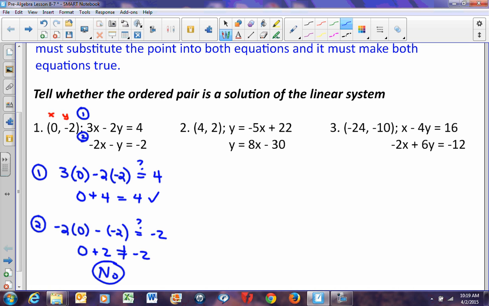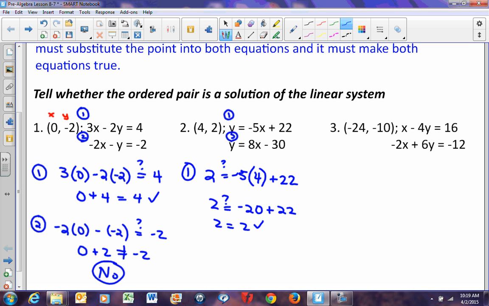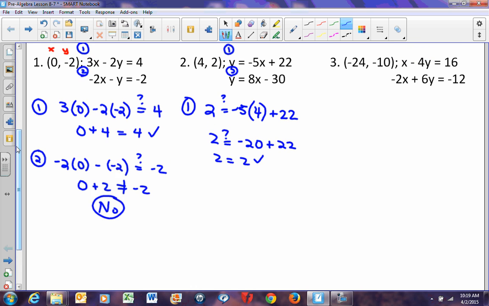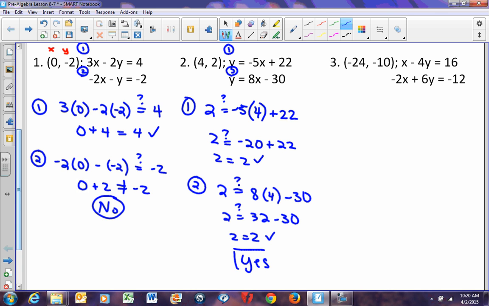Let's look at problem number 2. I still have two equations, equation 1 and equation 2. In equation 1, I have y, which is 2, equals -5 times x, which is 4, plus 22. -5 times 4 is -20, plus 22 does equal 2, so it checks in the first equation. Let's see if it checks in the second equation. In the second equation, I have y, which is 2. Does that equal 8 times 4 minus 30? So 2, does that equal 32 minus 30? Yes, it does. 32 minus 30 is 2. So 2 equals 2, so that checks. So yes, (4, 2) is a solution to this system of equations because it solves both equations simultaneously.